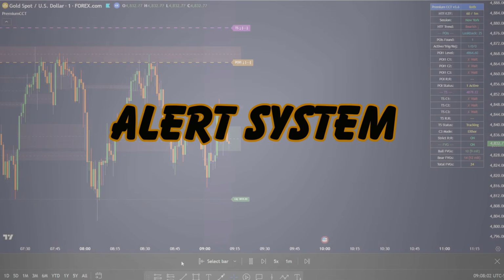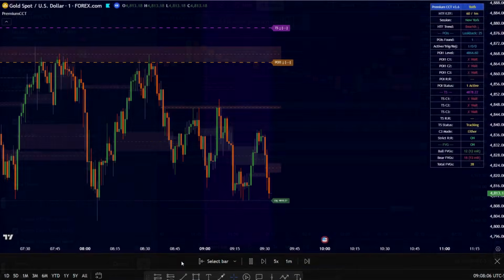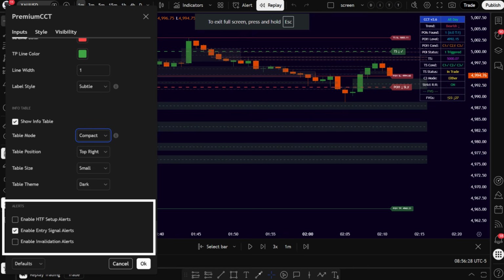The indicator has a comprehensive alert system, so you never miss important events. There are 3 alert types you can enable. H, T, F. Setup. Alerts fire when a new higher timeframe setup forms. Entry signal. Alerts fire when all 3 conditions are met and an entry is triggered. This is the recommended alert to enable. And invalidation alerts, which is new in version 3.6, fire when a setup becomes invalid.